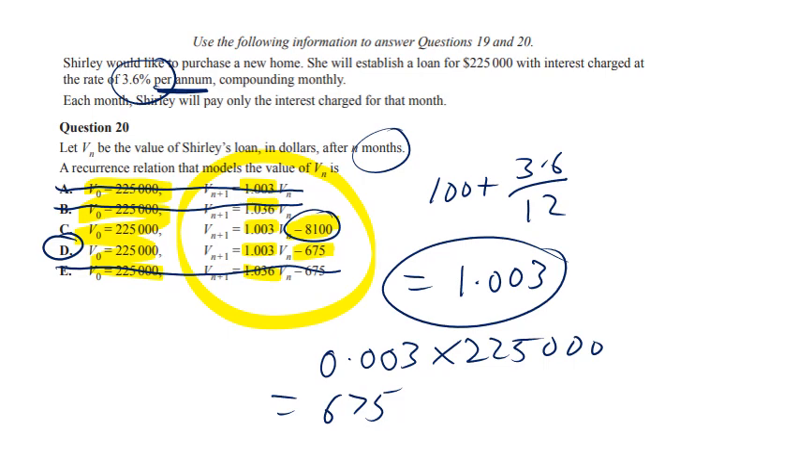But this one was done very, very poorly. So this is a good question to study, and make sure you don't fall for those two tricks. That very first trick about 3.6 divided by 12 seems to have caught quite a lot of people.